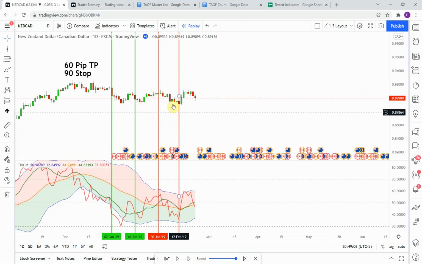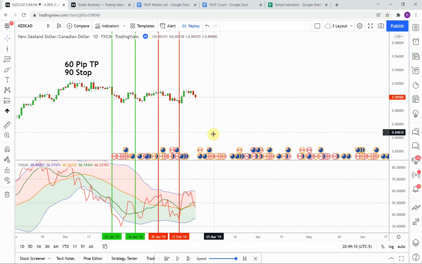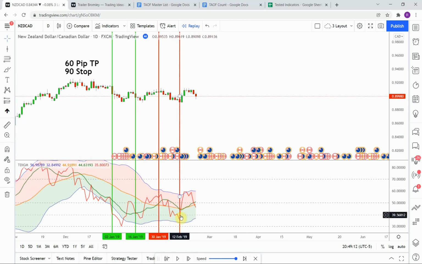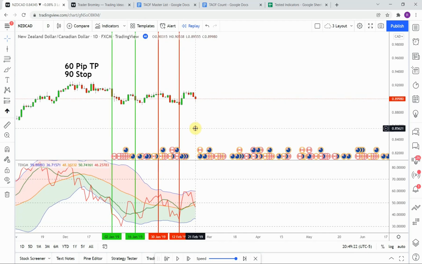Almost immediately, though, price action pushes down and comes down and stops us out on that one. Then we get a short signal right here as both the green and the red cross down below that orange line, and almost immediately price jumps straight up and stops us out on that one.